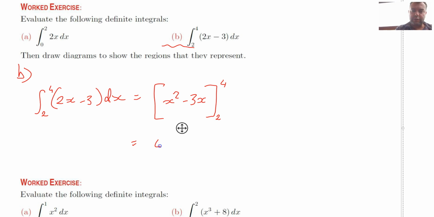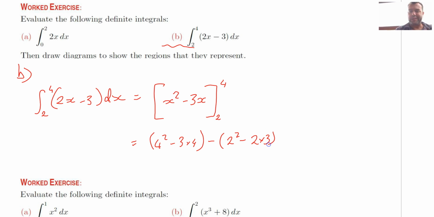So that equals 4 squared minus 3 by 4. I'm going to put brackets around here. Minus, because we've got to subtract all of these other things, 2 squared minus 2 by 3. Of course, it's the two negatives that trip you up if you're not being careful. Not because it's hard, it's easy to get it wrong. So I've got 16 minus 12 is 4. Minus 4 minus 6 is negative 2. So that was 4 minus negative 2. So that's going to be 6. Okay, that's the value there.